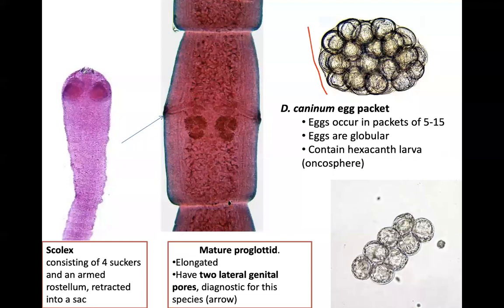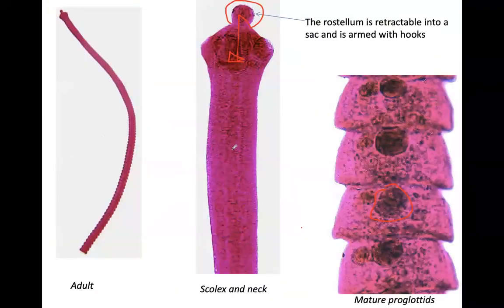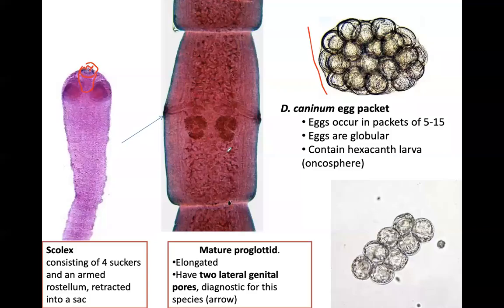But also their rostellum, just like what we were seeing in the previous presentation, is usually retracted inside. But it also is hooked. It has hooks like this. But it's not like the ones that we've seen here that are evaginated but can come in and out. This one is retracted inside all the time. And they typically have the feature of lateral genital pores. The genital pores are lateral and they are very elongated.